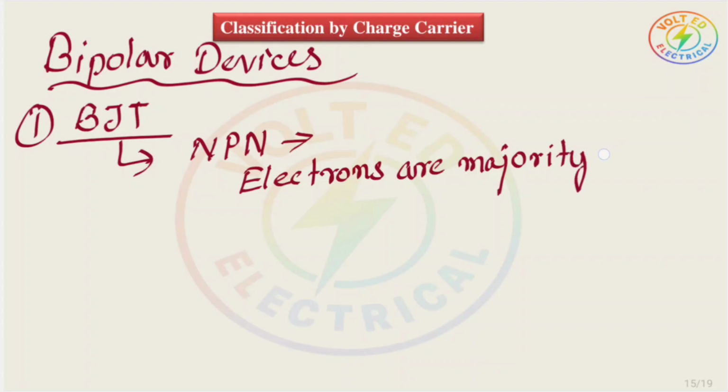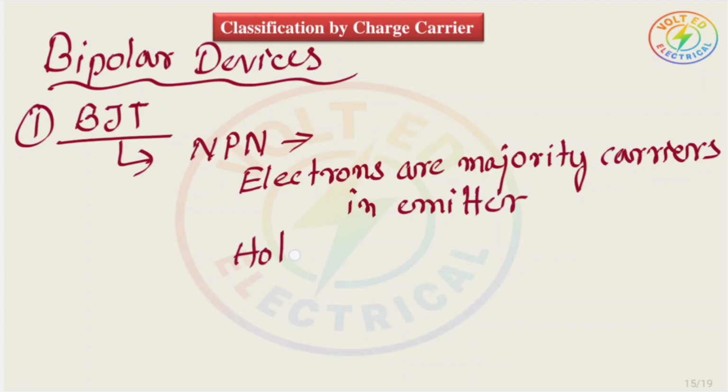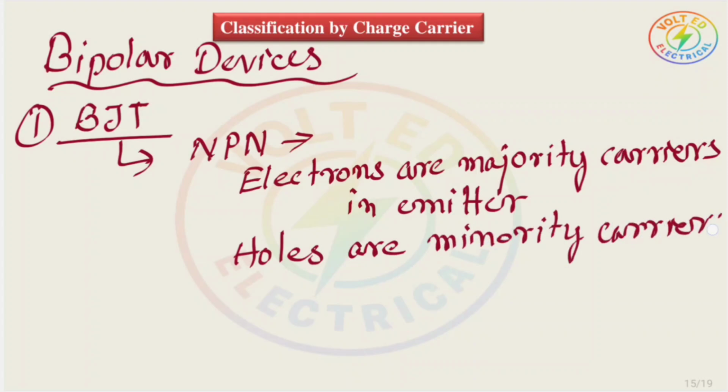Majority carriers in emitter, and holes are minority carriers in base. So this is for that NPN type.